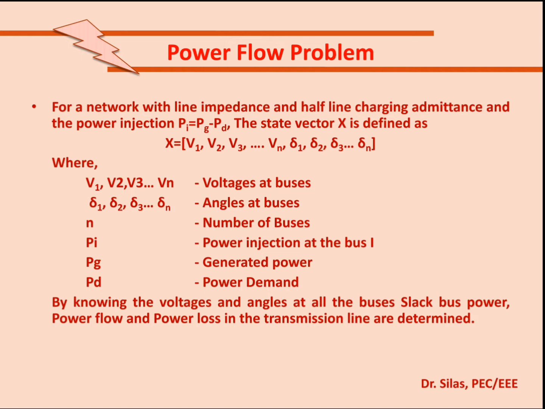The power flow problem is a problem in which we have to determine a state vector which consists of voltages of all the buses and angles of all the buses, with the line impedance, half charging admittances and the power injection at each bus. Now, by knowing the state vector x, which comprises the voltages and angles at all the buses, the slack bus power, power flow and power loss in the transmission line can be determined.